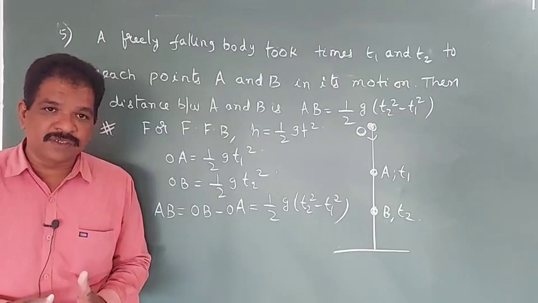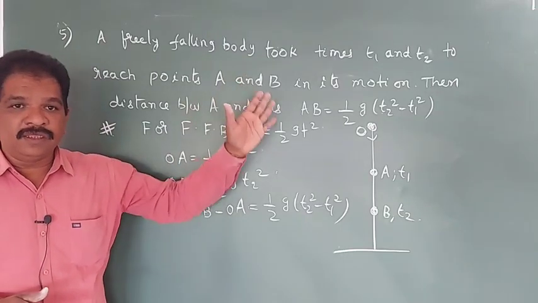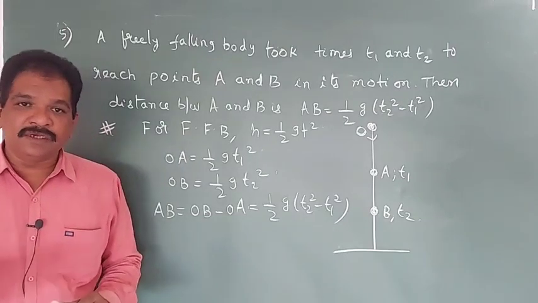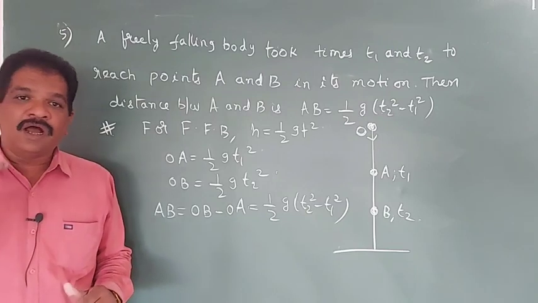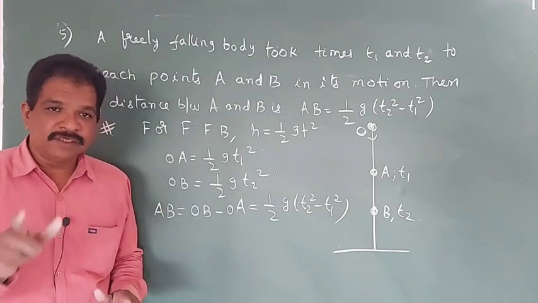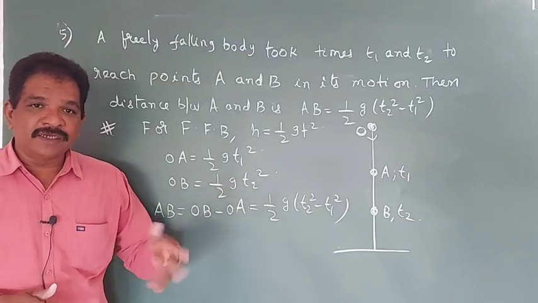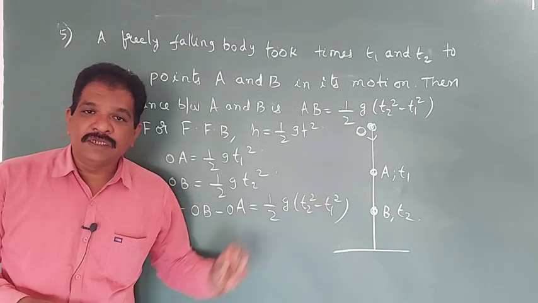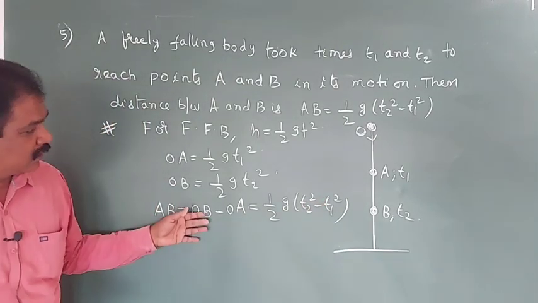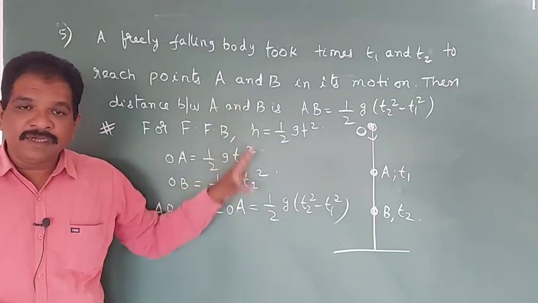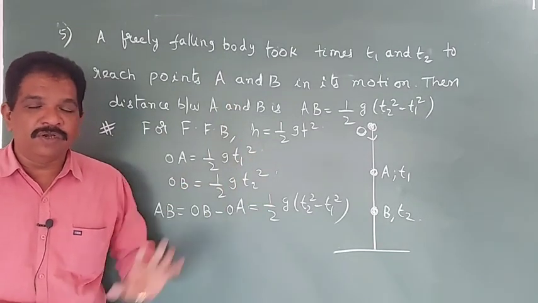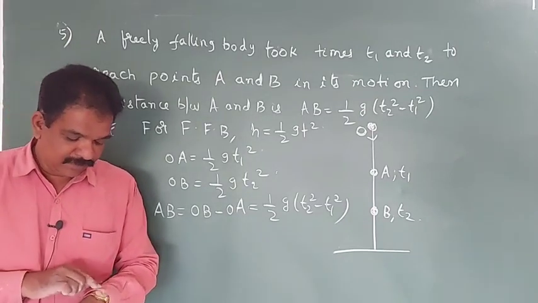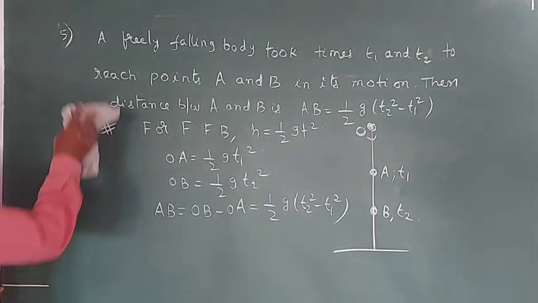So what is the question here they are asking? A body is freely falling. After 2 seconds, it reaches the point A. After 4 seconds, it reaches the point B. What is the distance between A and B? 1 by 2 G into (T2 square minus T1 square). This is one more shortcut relating to freely falling body. Shortcuts are useful to save time. Okay? Next, after finishing this, next sixth.